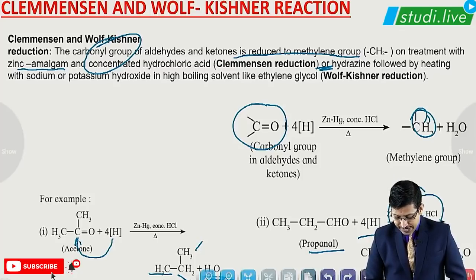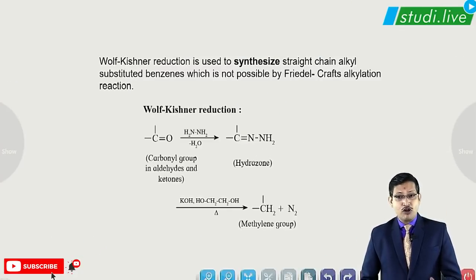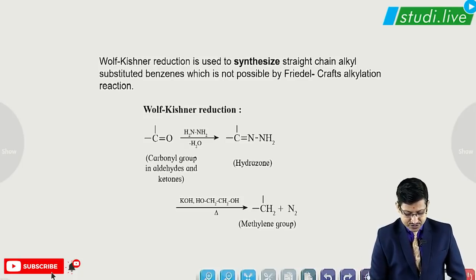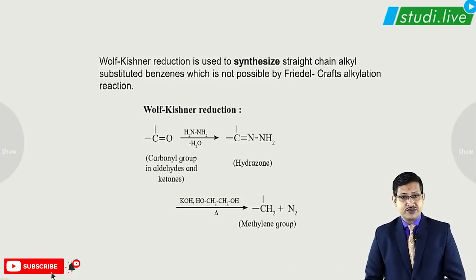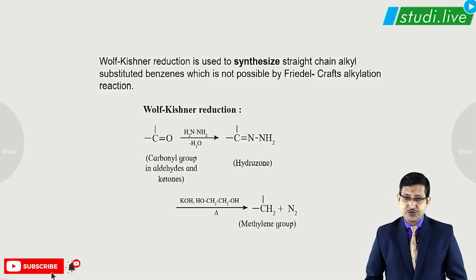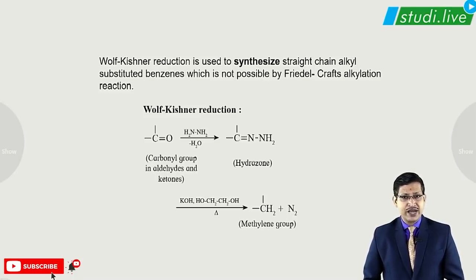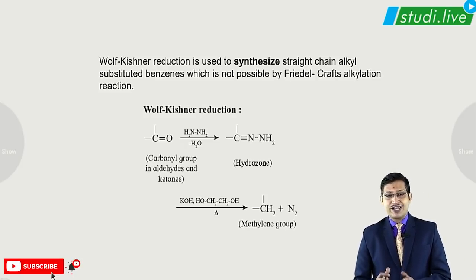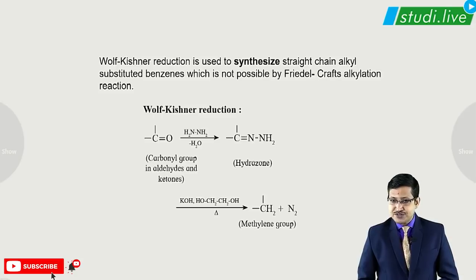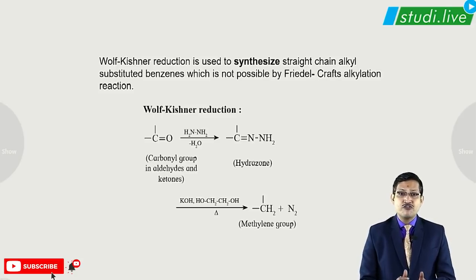Moving on to the next reaction, that is Wolff-Kishner. Now this is the Wolff-Kishner reaction. It is used to synthesize straight chain alkyl substituted benzene, which is not possible basically by Friedel-Crafts alkylation reaction. So there are some drawbacks of Friedel-Crafts alkylation reaction which are removed by Wolff-Kishner.